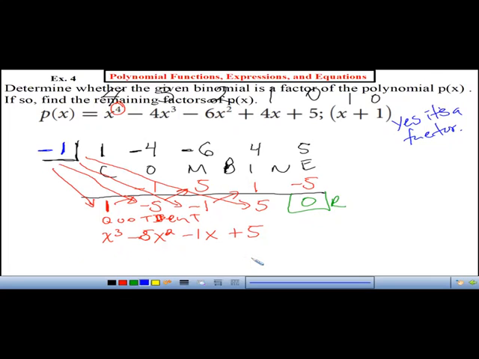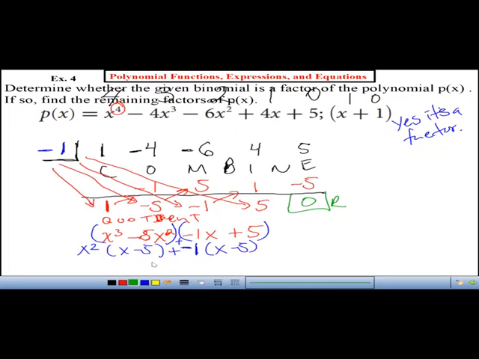Let's go. Who said group? Yeah, group 2 at a time. That is correct. So we group these 2 and we group these 2. GCF here is x squared. We're left with x minus 5 plus GCF for these 2 is -1, and we're left with x minus 5.